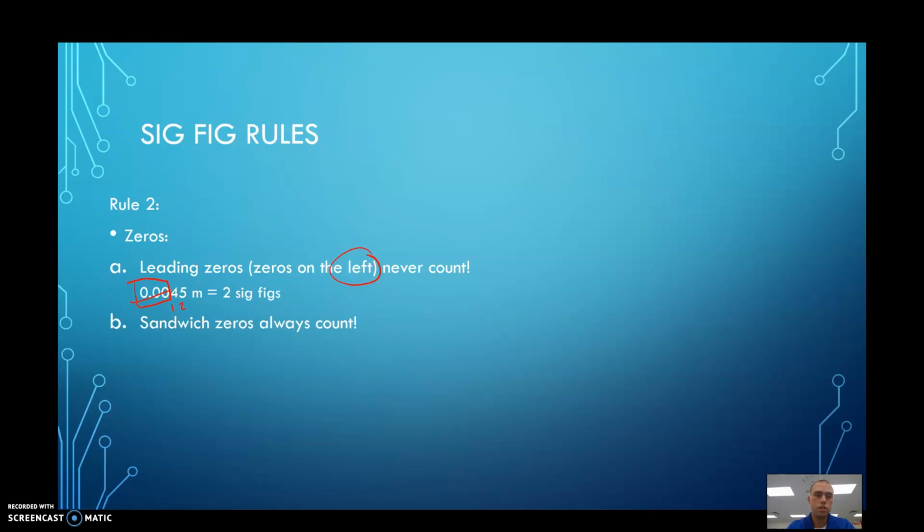The next type of zero is called a sandwich zero. Sandwich zeros are going to come in between non-zero digits, like these ones right here. They come in between this number and this number, or those 2 digits. Okay? So sandwich zeros always count. So if I was counting the number of sig figs in this value, there's 1, there's 2, 3, and 4, because these zeros count. They are significant. Okay? They're sandwich zeros.